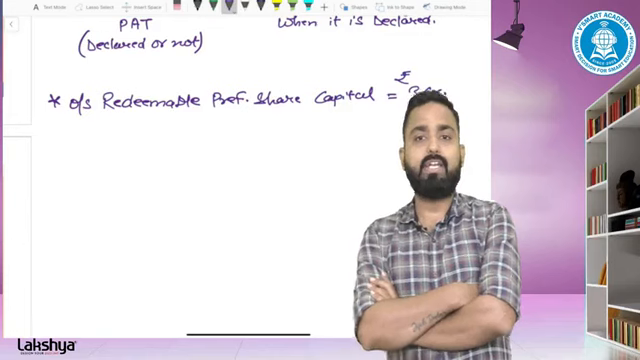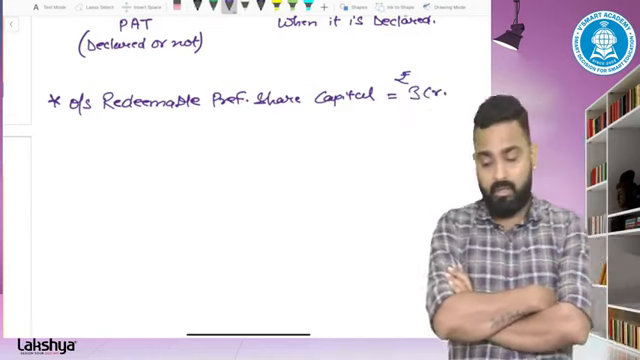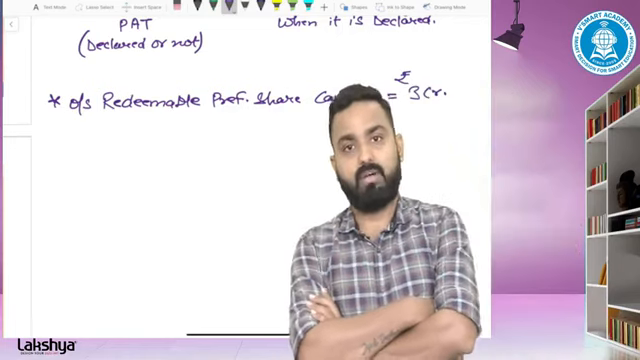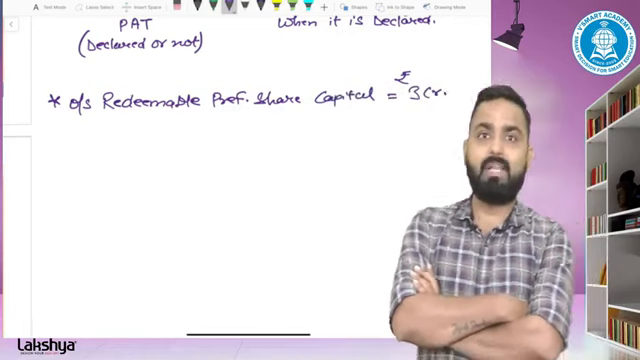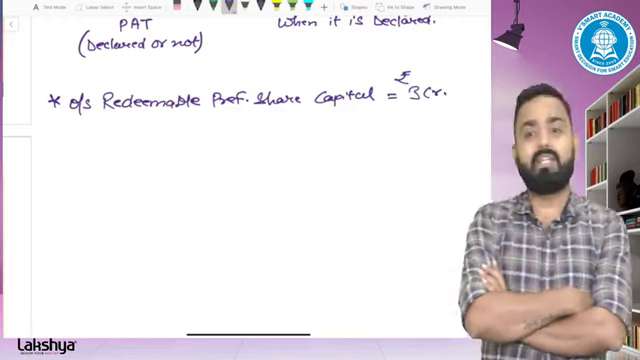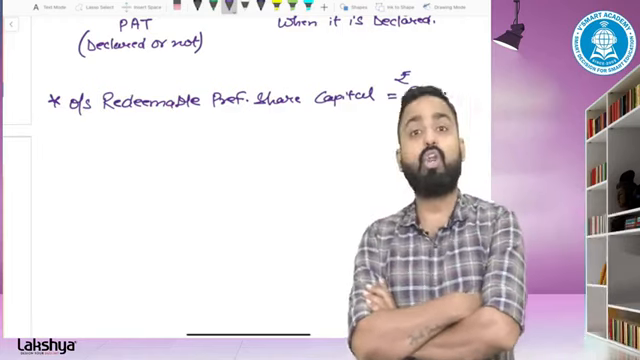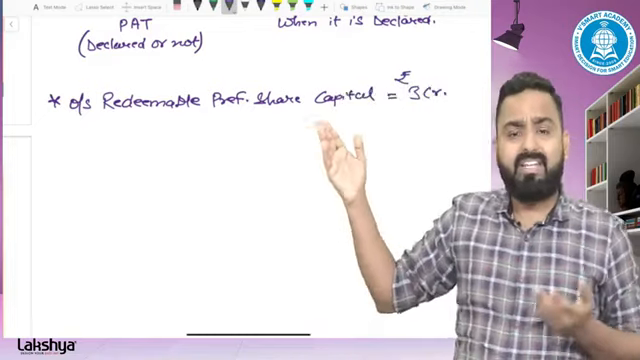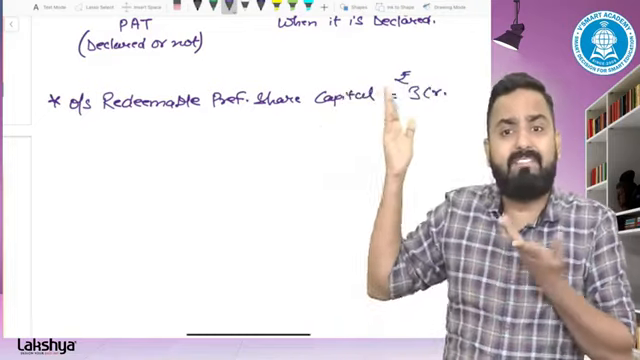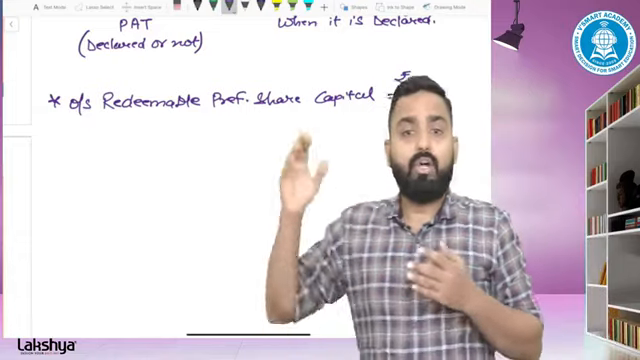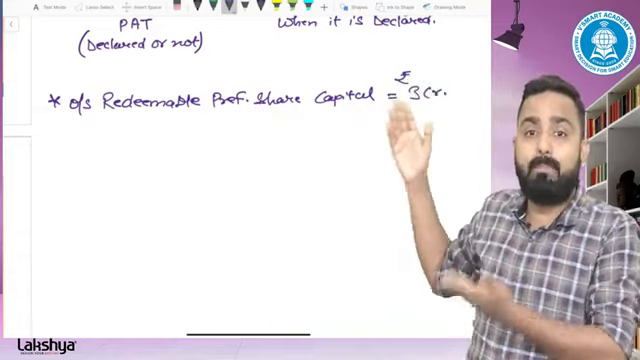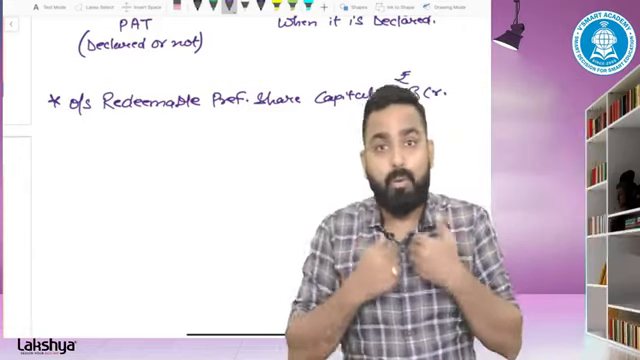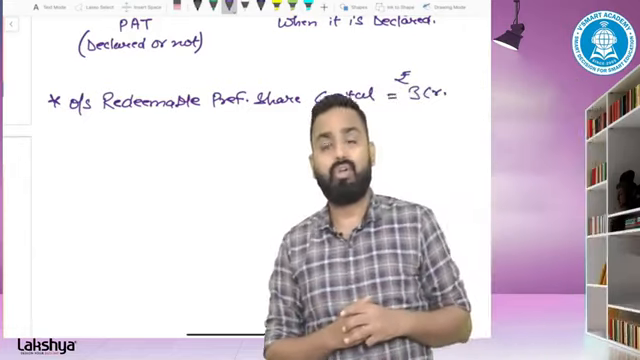If you have outstanding redeemable preference share capital of rupees 3 crore, where will you present this amount? Either under share capital or under non-current liability. Guys, it will be your non-current liability, because it is as good as a liability. It is a financial liability because you are obliged to repay the amount of rupees 3 crore.